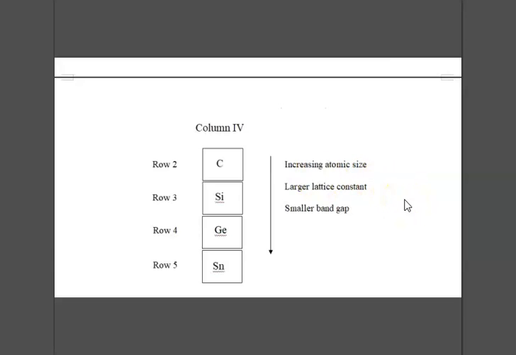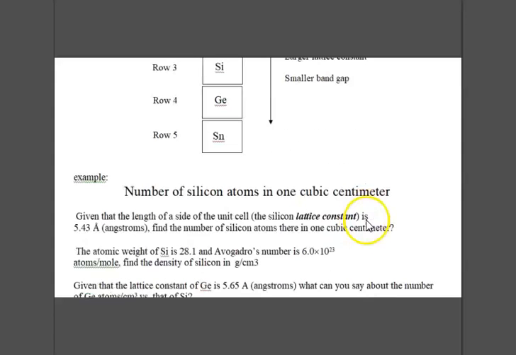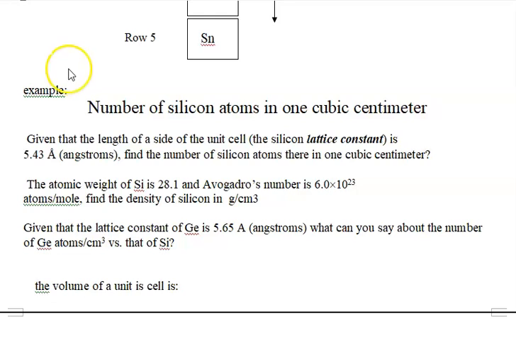And this just summarizes the idea that as we go down in the periodic table, the atomic size increases. There's a larger lattice constant. The atoms in the lattice get further and further apart because they're bigger, and the band gap gets smaller and smaller. So we're asked to calculate the number of silicon atoms in 1 cubic centimeter.